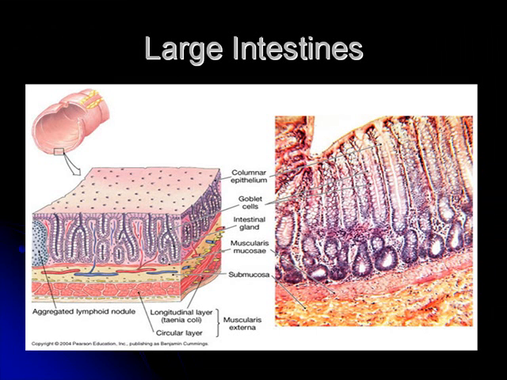This is the tissue layers of the large intestines, somewhat different now than what we looked at when we looked at the small intestines. Strikingly, there is an absence of the villi and microvilli. As you can see, the large intestine has a smooth surface. Still columnar epithelium, but we don't see the surface appendages as we saw in the small intestine.